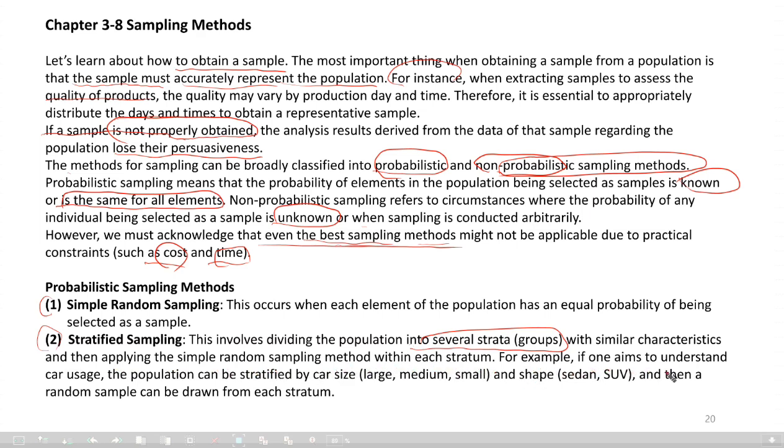For example, if one aims to understand car usage, okay, the population can be stratified by car size: large, medium, small. You can divide it into about five, for example large, medium, small, extra large, and very small car, and also by shape, sedan and SUV. And then a random sample can be drawn from each group, stratum. Okay, that is stratified sampling.